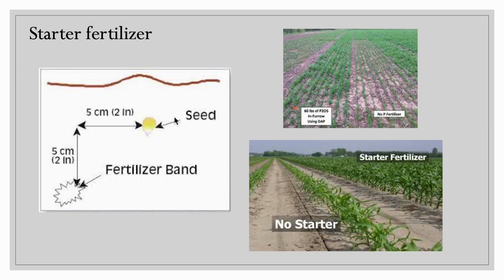For our starter fertilizers, here's that slit that was done with the coulter. On the back side of that coulter, there is a hose that releases a certain amount of fertilizer.